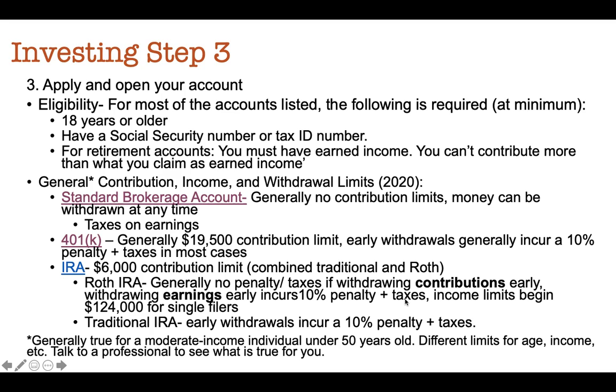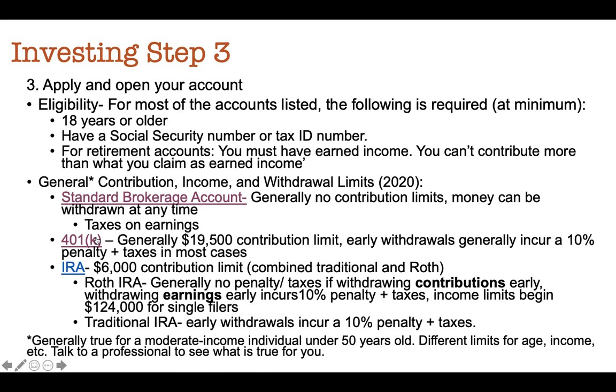Generally, for Roth IRAs, you can access the contributions early without taxes or penalty, but the earnings themselves can be subject to it. With Roth IRAs as well, there are income limits that begin for individuals making $124,000 per year or more if they're a single filer. So once people start making above a certain income threshold per year, their ability to contribute to a Roth IRA might decrease. Traditional IRAs are very similar to 401ks in many ways in terms of withdrawals and penalties.